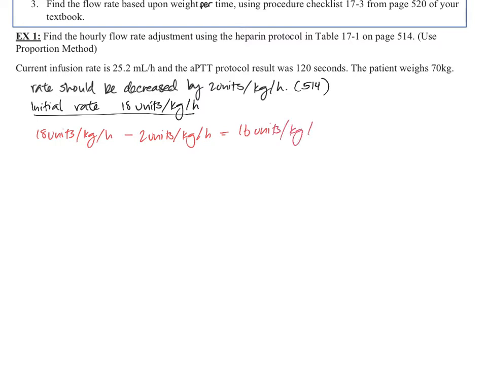Alright, so now what we're going to do is find the flow rate. First thing we have to do is check the information we have and make sure it's in the correct units. So what do we know? Well, we know that the patient weighs 70 kilograms. So patient weight is 70 kilograms.